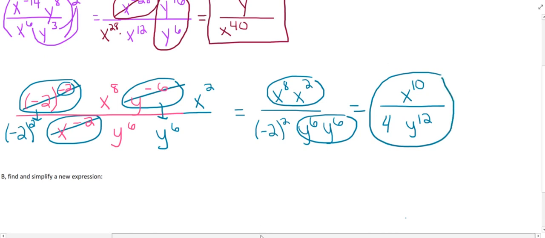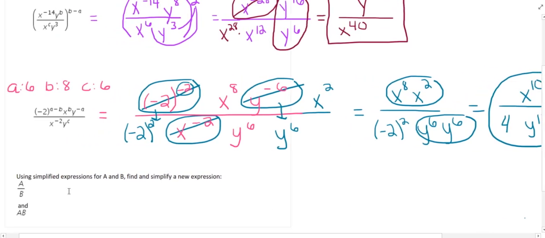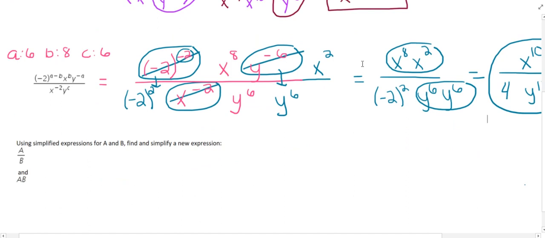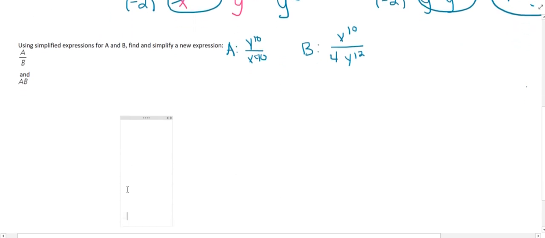Okay, now the next thing we're going to do is take these expressions here and simplify a new expression. So this is problem A. Problem A was y to the 10th over x to the 40th, so I'm going to write that out here. And then problem B is our second problem, which was x to the 10th over 4y to the 12th. Okay, so now I'm going to create new expressions here of A over B and then AB.